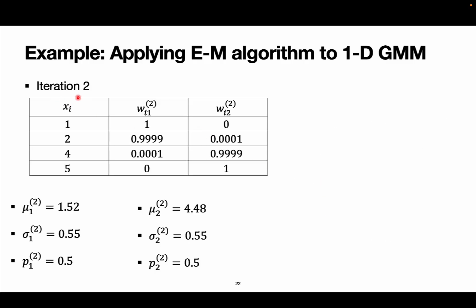As you can see, in the result of the second iteration, now we are confident that 1 is assigned to the first cluster and 5 to the second cluster, and see how the points started to converge. So 2 is 0.9999 and 4 here is also 0.999. One more iteration and the algorithm converged and we have the final clusterings.